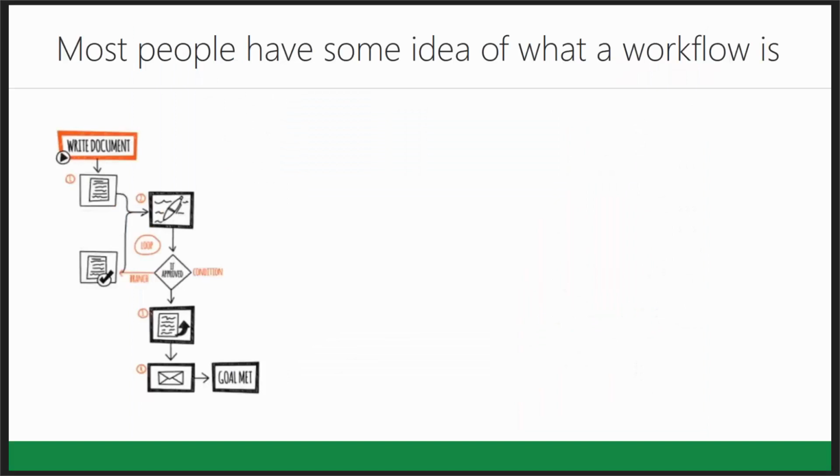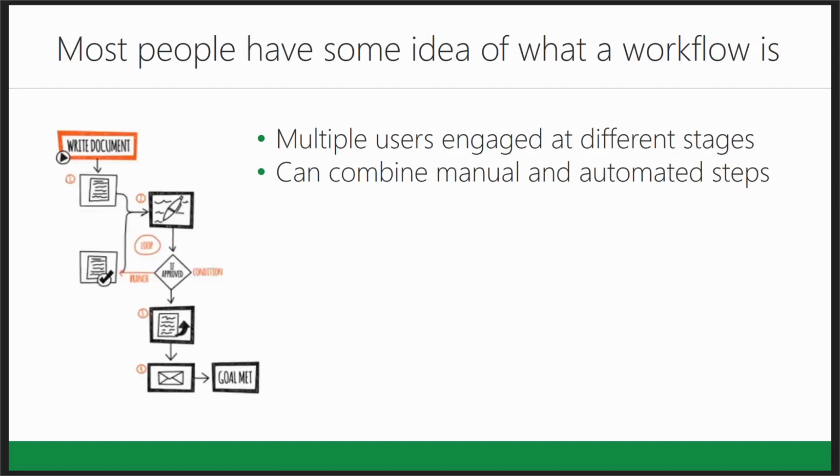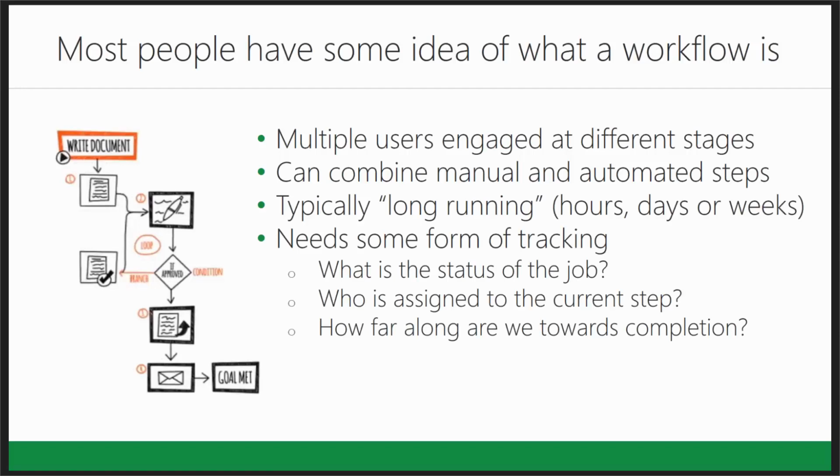All of these are workflow tools, and having used some of them, we may have a notion of what a workflow is. It's typically multiple users engaged at different stages of a business process. It can combine both manual and automated steps. They're typically long running, so they can last hours or even days or weeks. And in those cases, we need some form of tracking. What status is the workflow at? Is the job complete? Who is assigned to the next step? And how far are we towards completion?